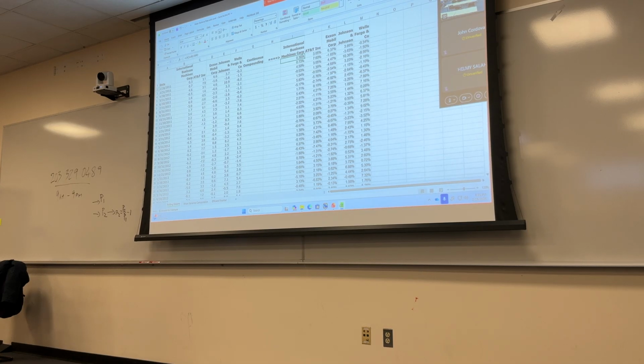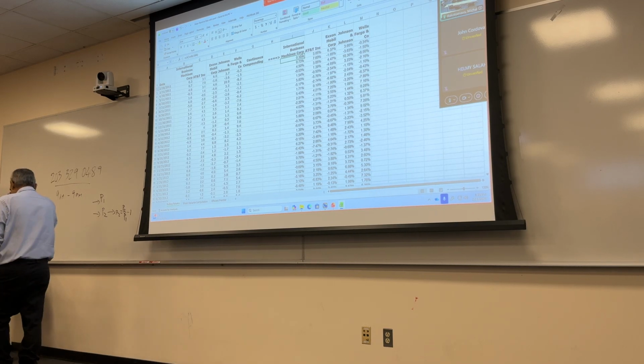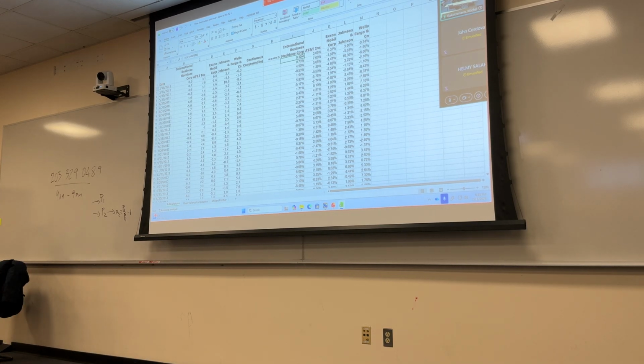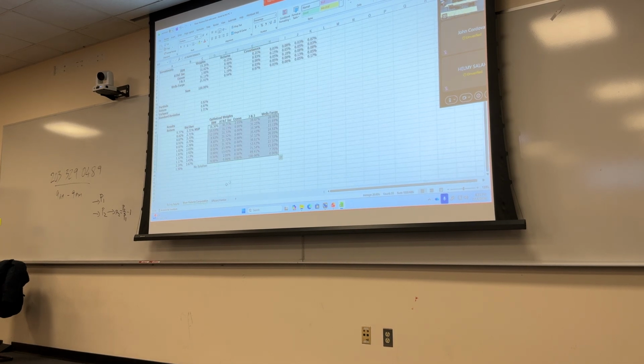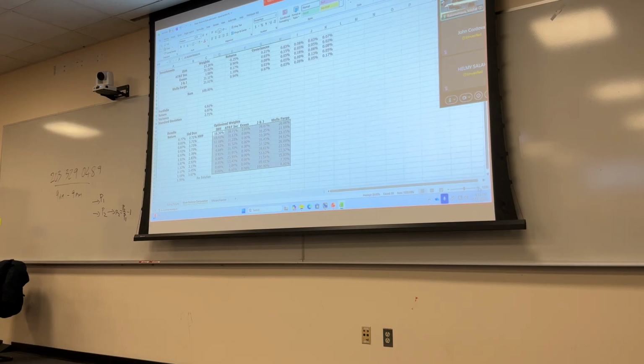Okay, so let's do the following. Now we're going to set up the environment that will allow us to compute the efficient frontier right here. So that environment looks like this. Is it a lot of work? Yes, it is. But I trust you. You can do it.